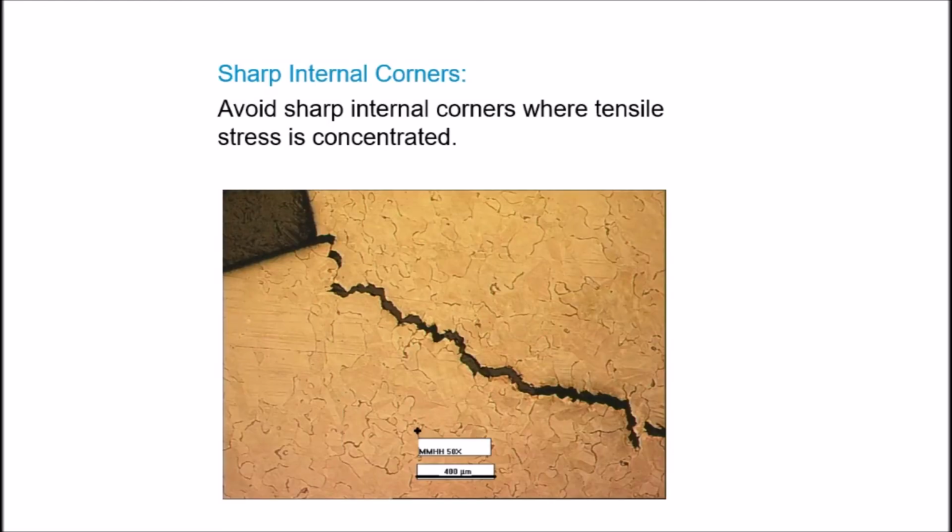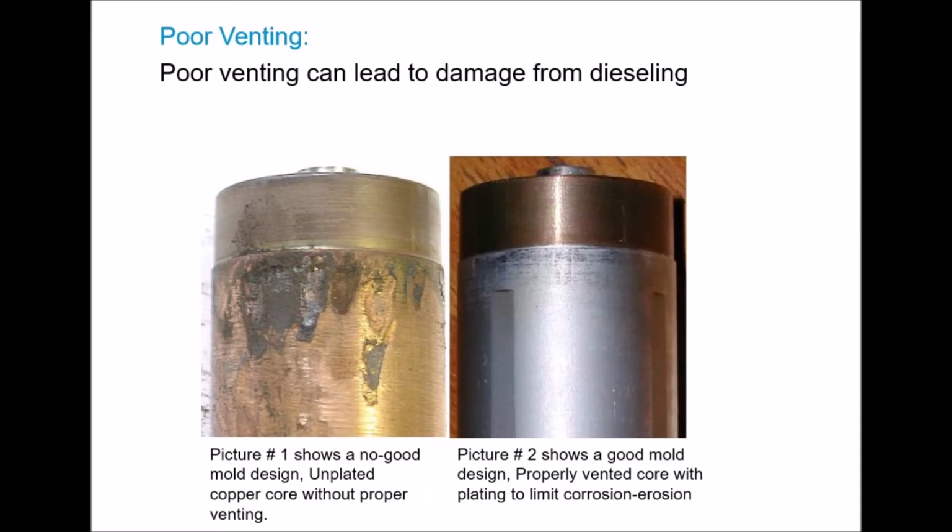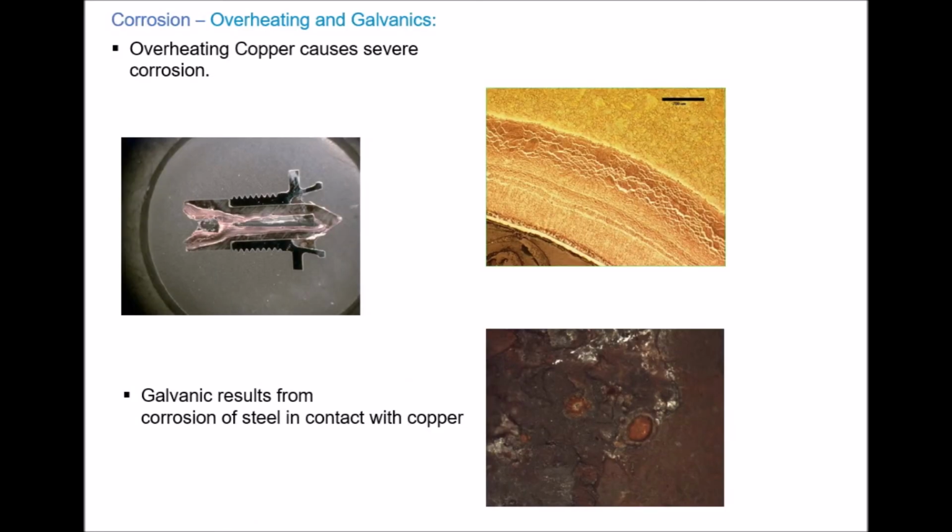Sharp internal corners. Avoid sharp internal corners where tensile stress is concentrated. Poor venting. Poor venting can lead to damage from dieseling. Picture number 1 shows a no-good mold design, an unplated copper core without proper venting. Picture number 2 shows a good mold design, a properly vented core with plating to limit corrosion, overheating, and galvanics.